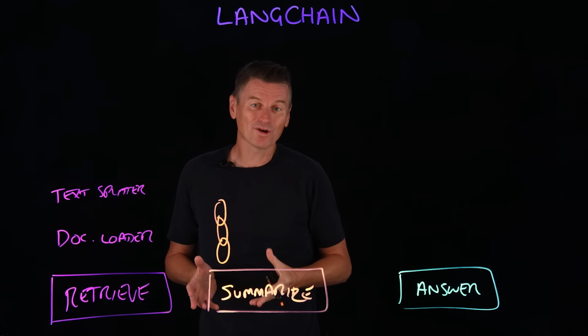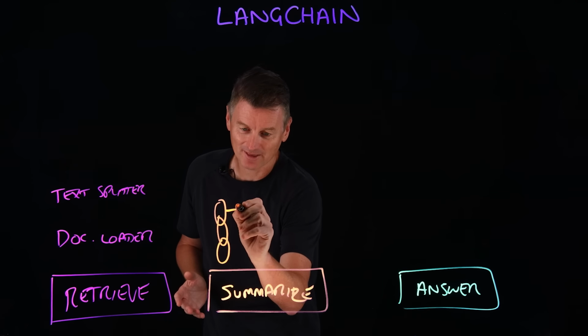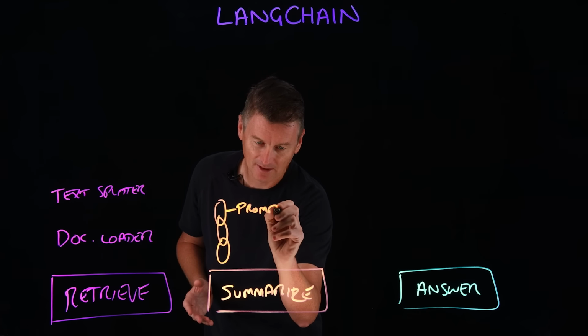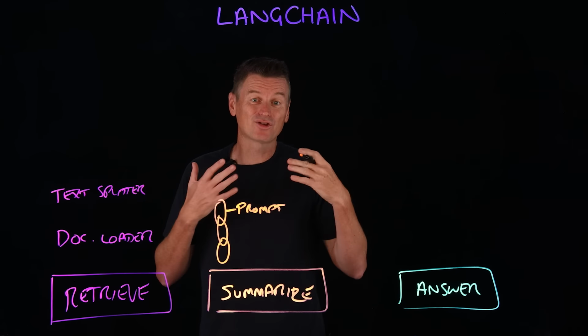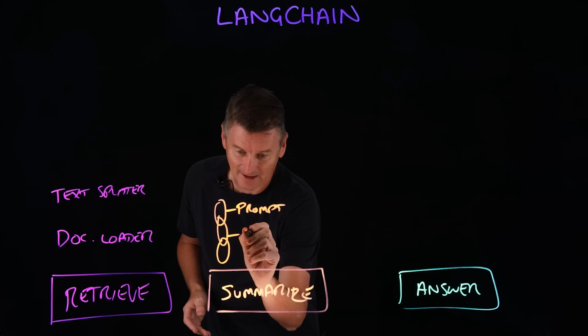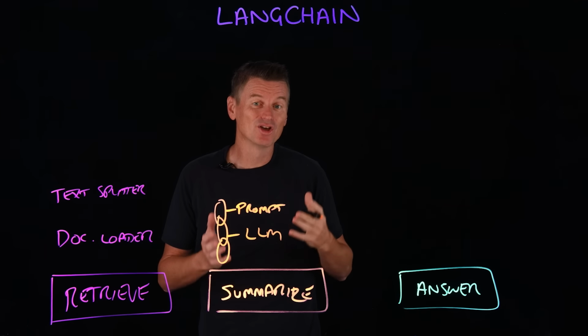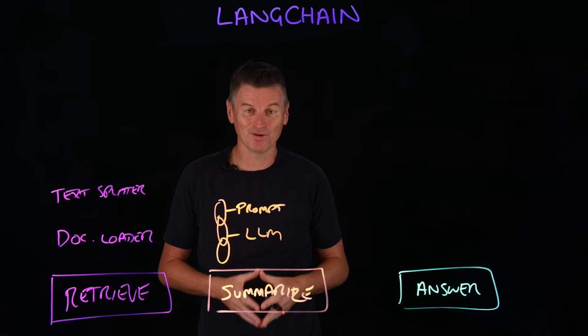Now, for summarize, we would use a chain. And the chain will orchestrate the summarization process. Now, that might include constructing a prompt component to instruct an LLM to perform the summarization. And it might also contain an LLM component to pass that request to the large language model of our choosing.